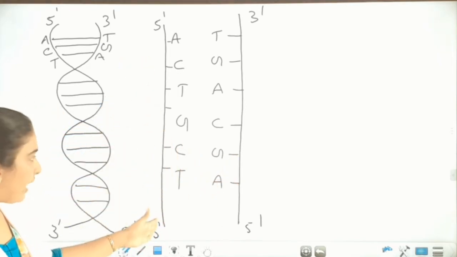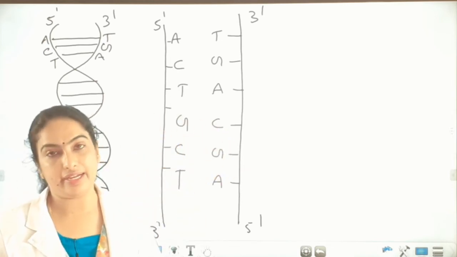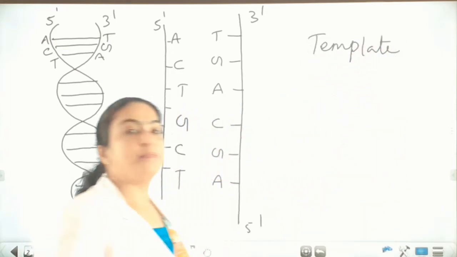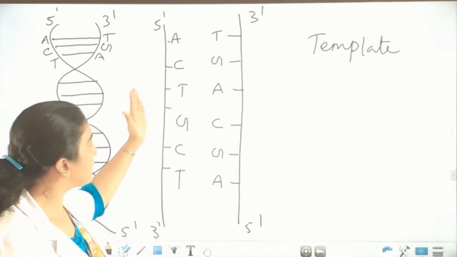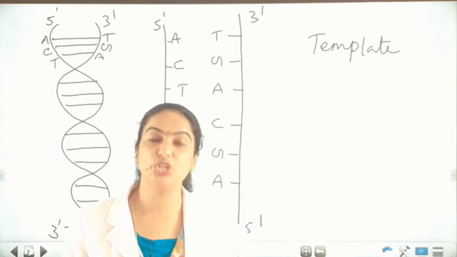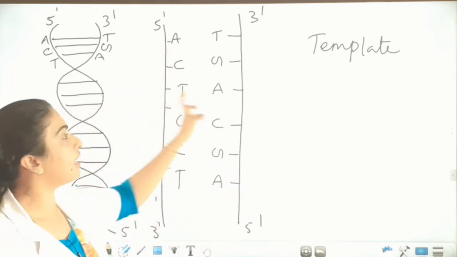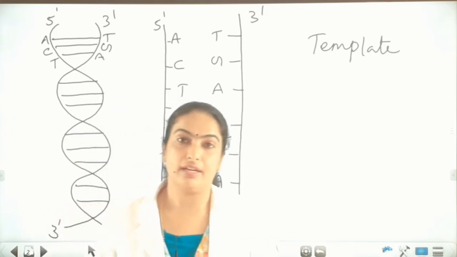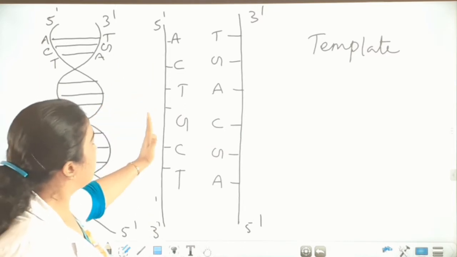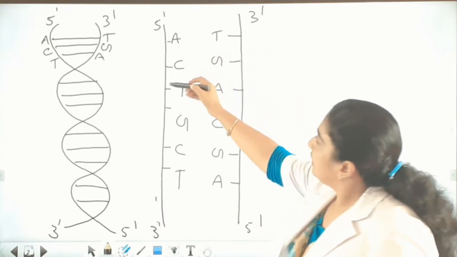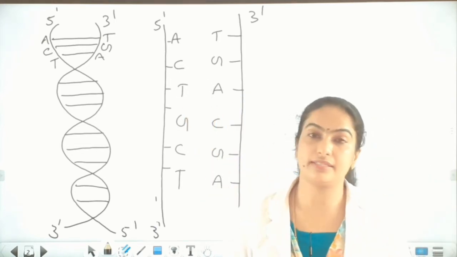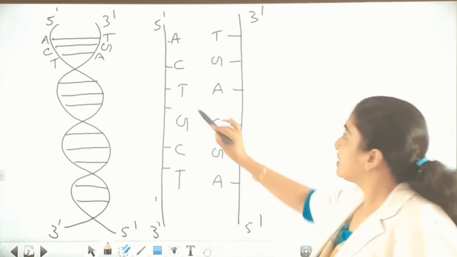And here, these two strands act as template strands. What is the meaning of template strand? Template strand means a single strand can make a copy of itself. It can synthesize a new strand, and that new strand must have the complementary base pairing. Let's see how it forms. First we can see this first strand as a template one. Template strand means a strand which can synthesize a copy of itself.